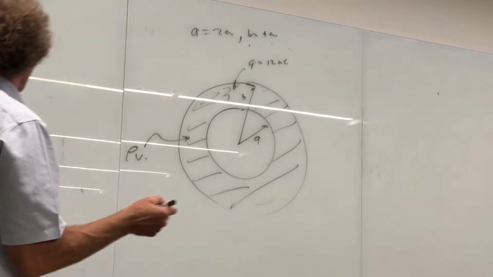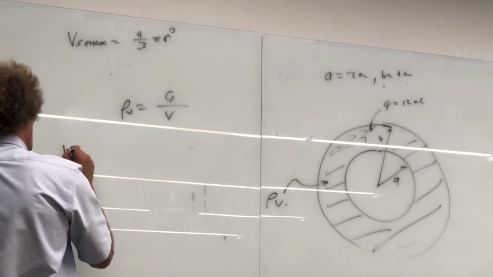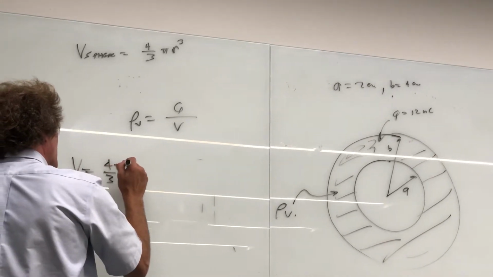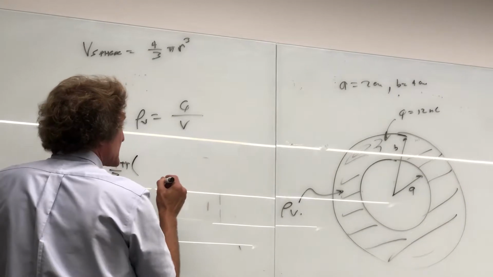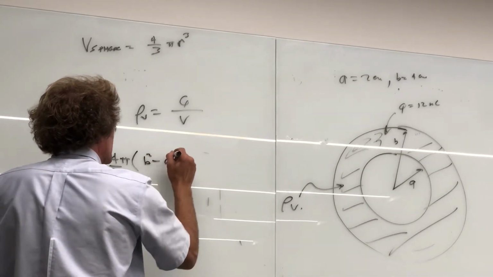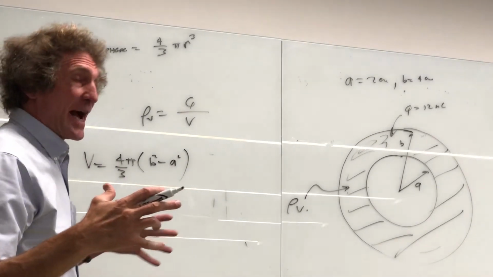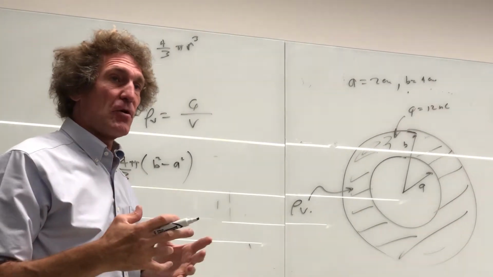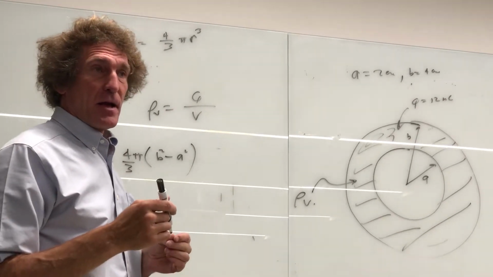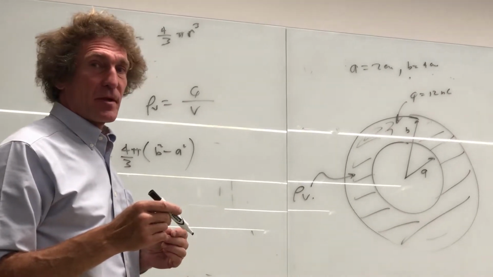Okay, so now I can say the volume here is going to be 4/3 pi, and then it's going to be the outer radius, which is b cubed, minus the inner radius a cubed. So I've taken the volume of the outer sphere and I'm subtracting the volume of the inner sphere from it. I'm left with that region in between A and B. Make sense to everyone, class?